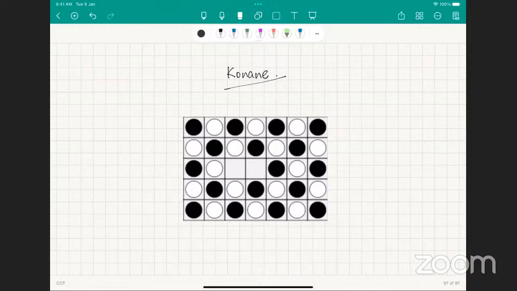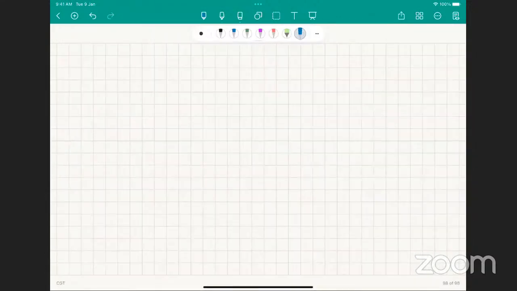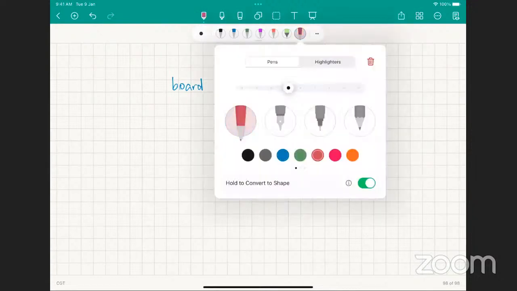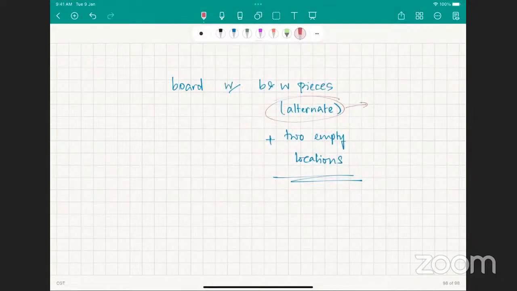Okay, so like I said, the moves. Let me just recap what we just said here. The game state is a board with black and white pieces which alternate, plus there are two empty locations initially to facilitate movement. I should say that there's a version of this where the alternating part is optional. I think that's called generalized Conan or whatever.